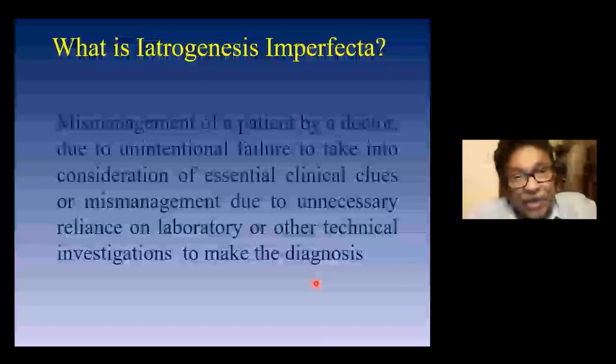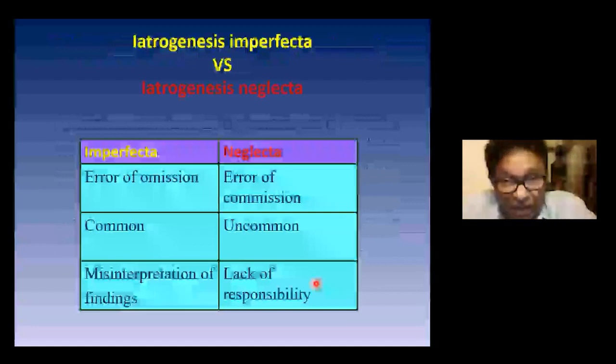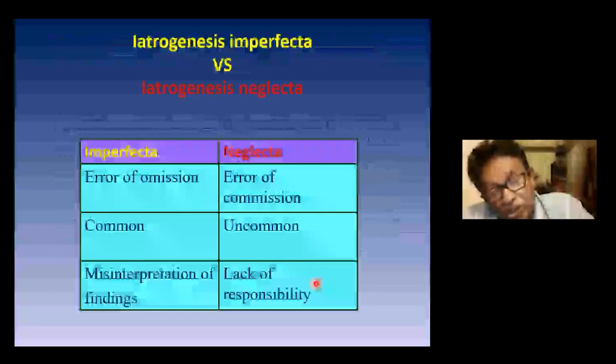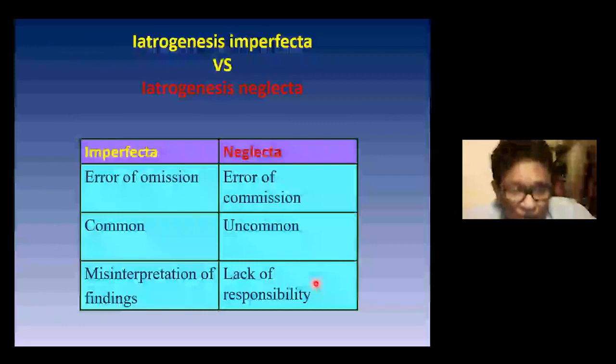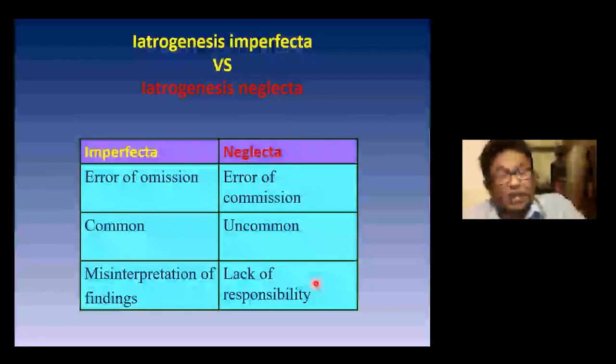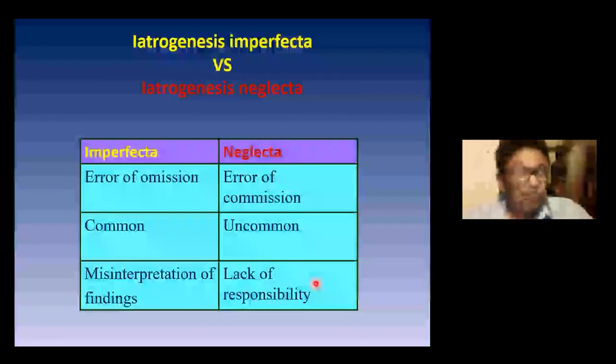Now the difference between iatrogenesis imperfecta and iatrogenesis neglecta. Imperfecta is an error of omission. You are not doing it purposefully. But neglecta is an error of commission. Say for example, if you don't come to see a patient and the patient dies, that is an error of commission. And imperfecta is very common. We all tend to make this mistake. But neglecta is very uncommon. I don't think doctors in Sri Lanka do that. I don't know. And imperfecta is actually misinterpretation of findings, whereas neglecta is a lack of responsibility.